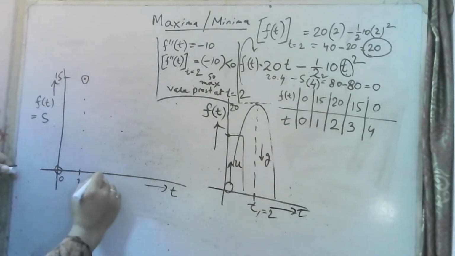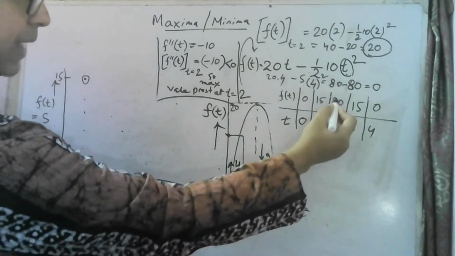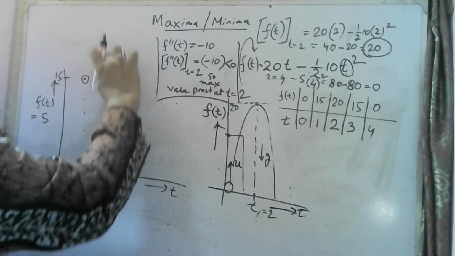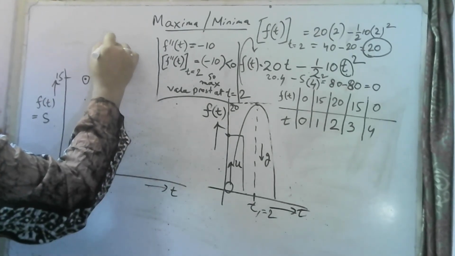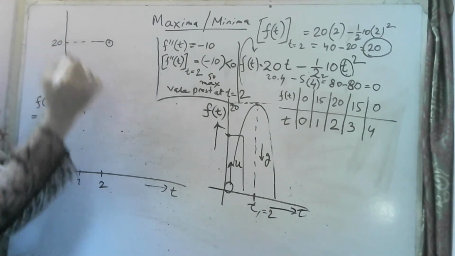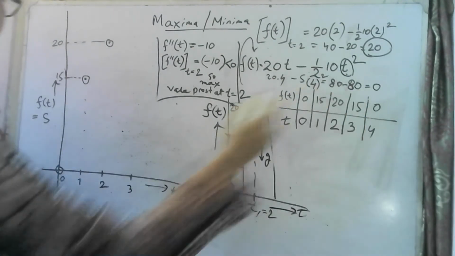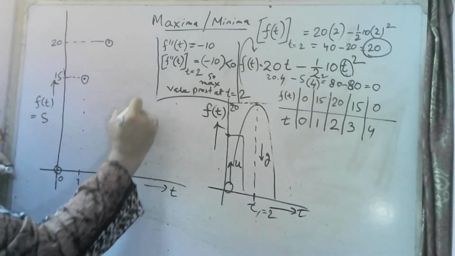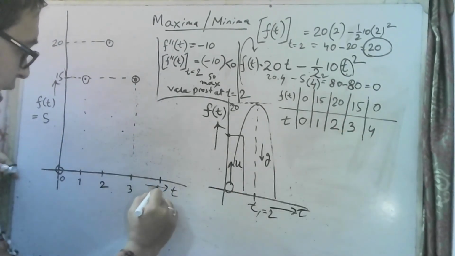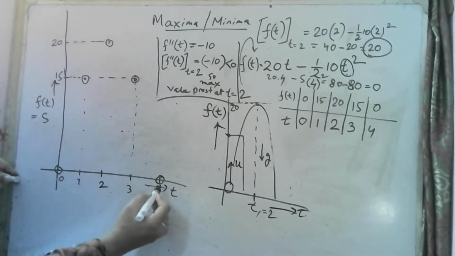Now at t equal to 2, the value will be 20. So if this is 15, 5, 10, 15, 20, proportionately this will be here. So this value is 20, this value is 15. Now again at t equal to 3, we will get 15. At t equal to 4, your value will be again 0. At t equal to 0, it is 0, and t equal to 4 is 0.